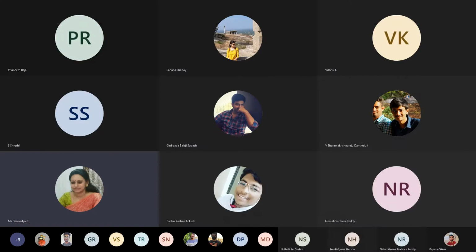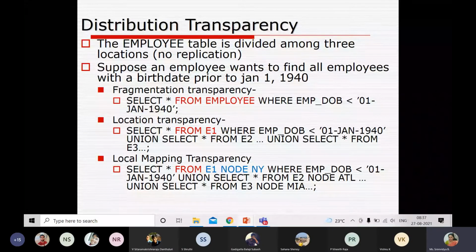A particular user is trying to operate with the system. Is he able to understand that there are multiple sites existing, or that there are multiple places where the employee data is available? Is it a single central database or not? So this understanding is what transparency means.